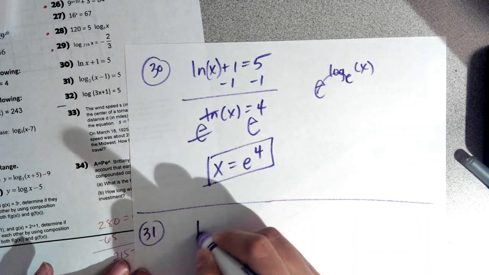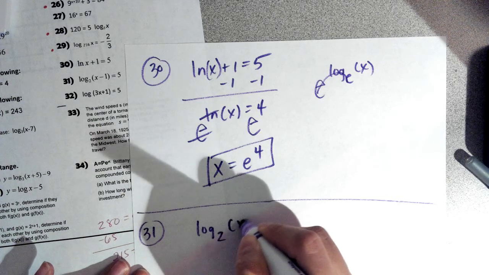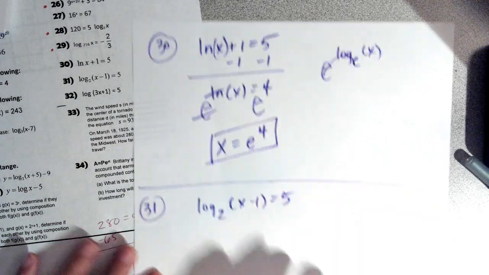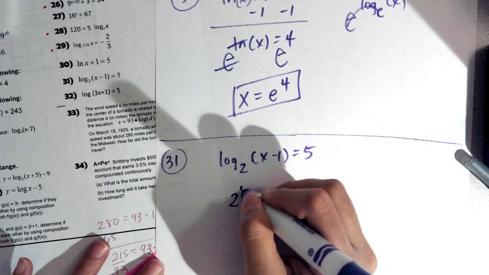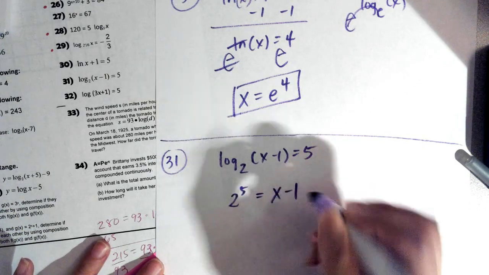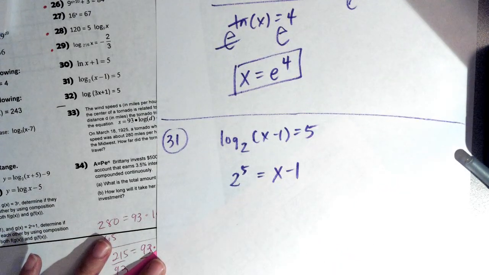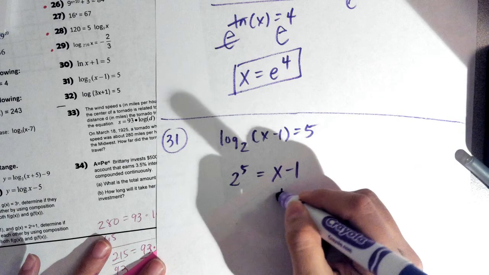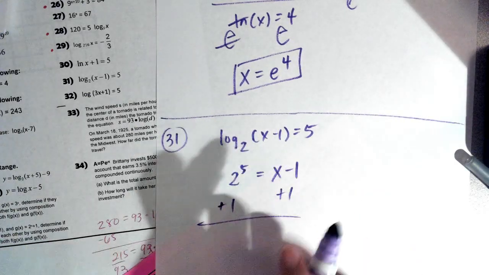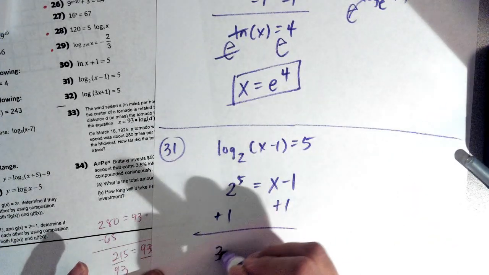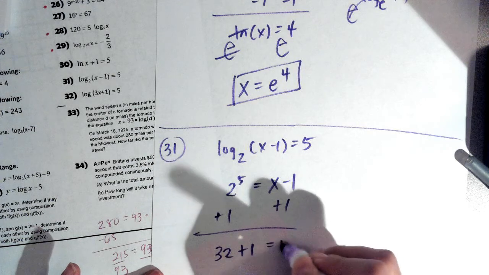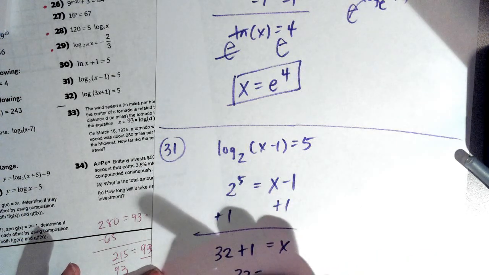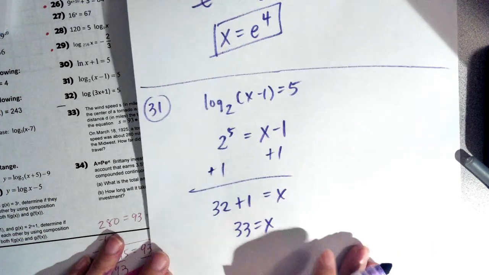31. I have log base 2 of x minus 1 equals 5. I'm going to rewrite, so 2 to the 5th equals x minus 1. And then to get x by itself, I'm going to add 1. So 2 to the 5th is 32. So 32 plus 1 is 33.